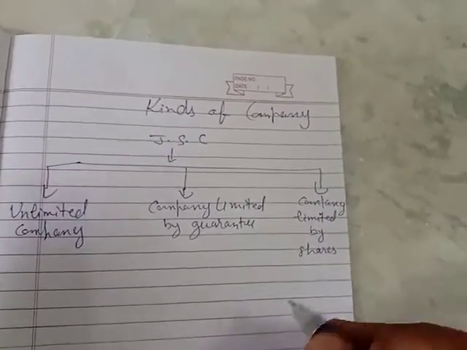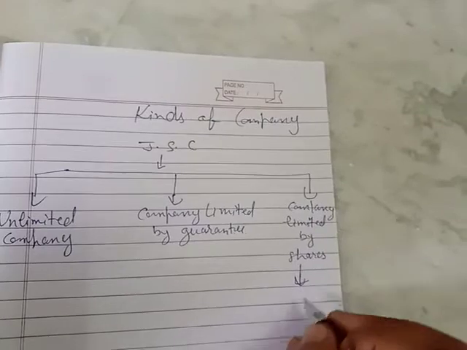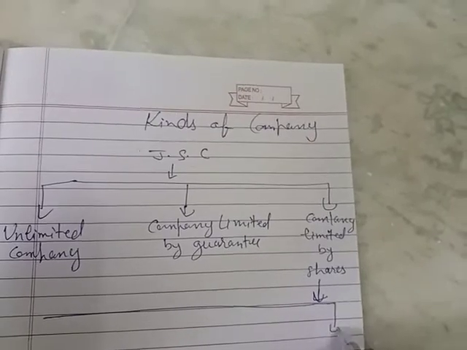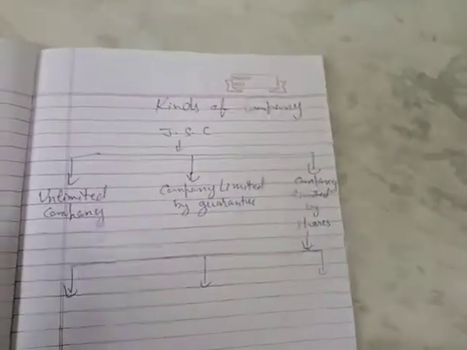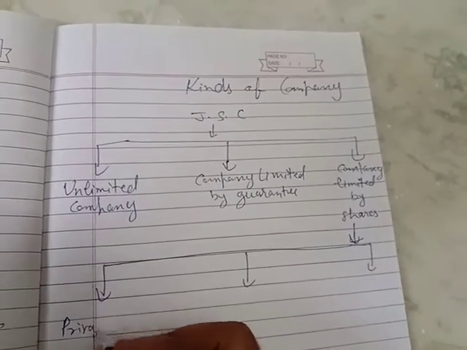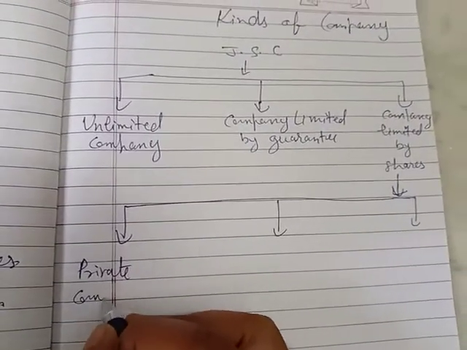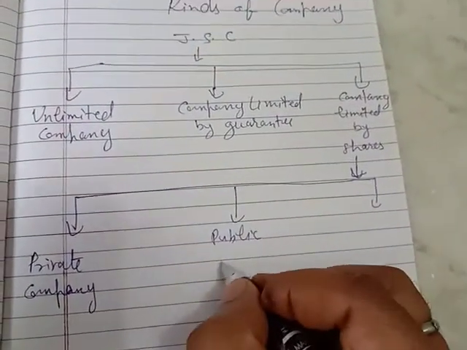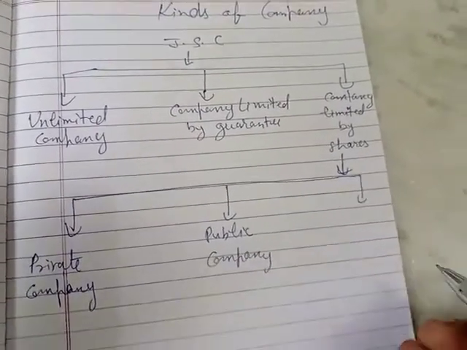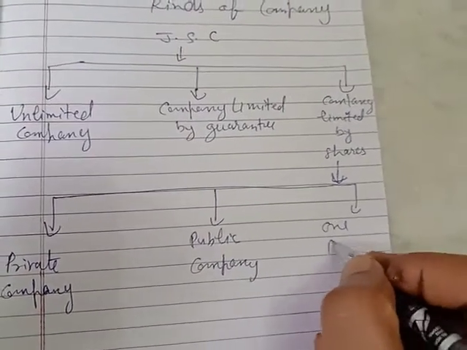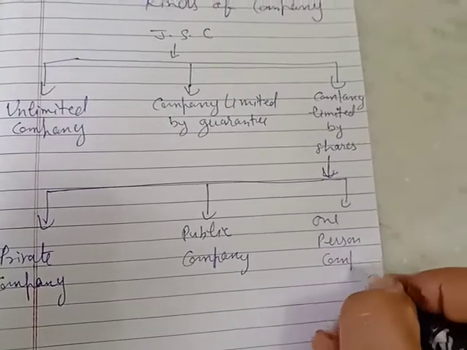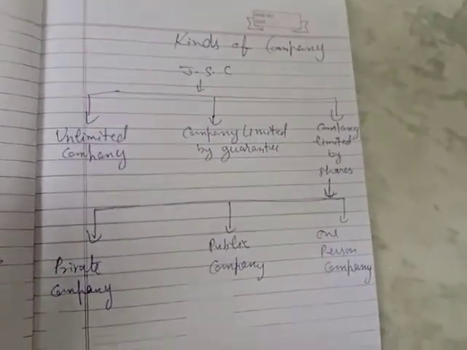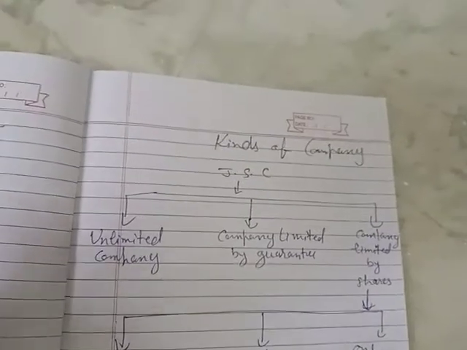So further, the company limited by shares can be divided in three parts: private company, public company, one person company. So this is the tree showing the kinds of company, and we will discuss all these one by one. First of all, this unlimited company.